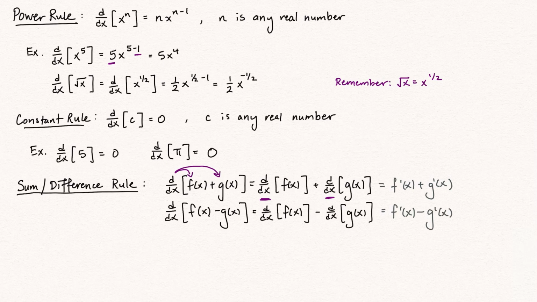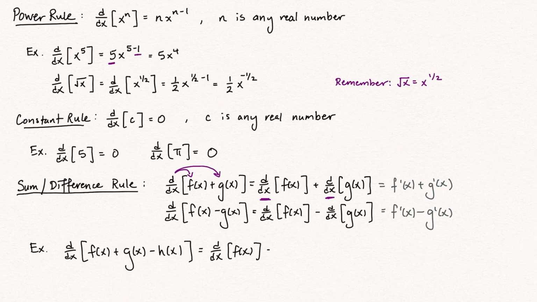And the last thing I want to mention for the sum and difference rule is that even though the rule is introduced as a sum of two terms or a difference of two terms, we can actually mix and match the sum and difference rule on as many terms as we want, and it will still apply. So, for example, if we wanted to take a derivative of, say, the quantity f of x plus g of x minus h of x, this one will just be derivative of f of x plus the derivative of g of x minus the derivative of h of x.